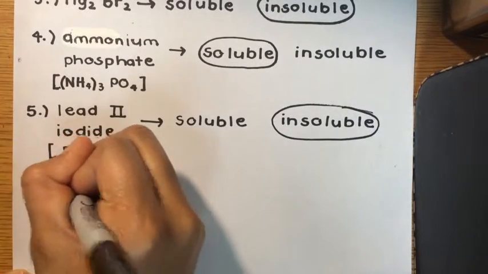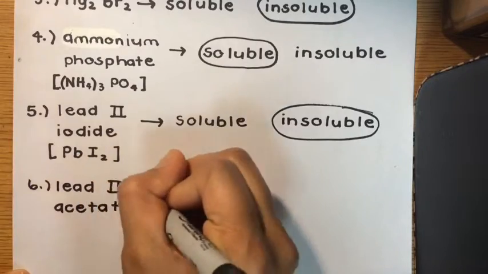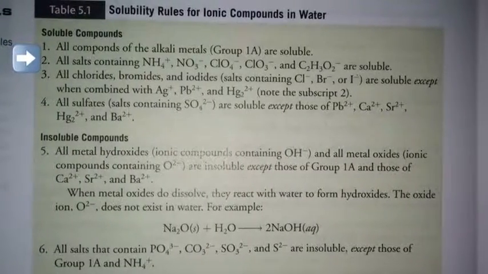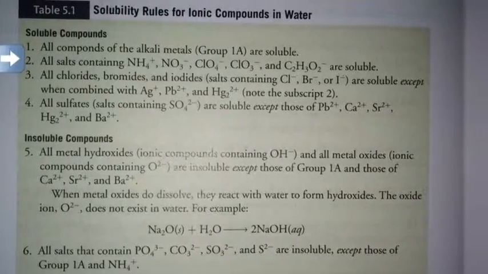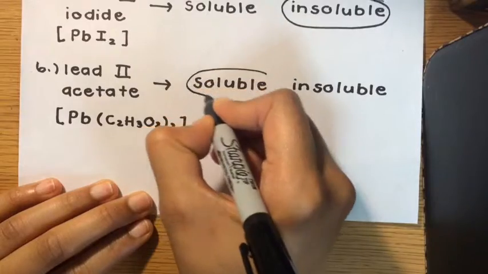Our last example is lead 2 acetate, as seen Pb(C2H3O2)2. We'll be looking at rule 2, that all salts containing acetate are soluble, thus making our last example soluble.